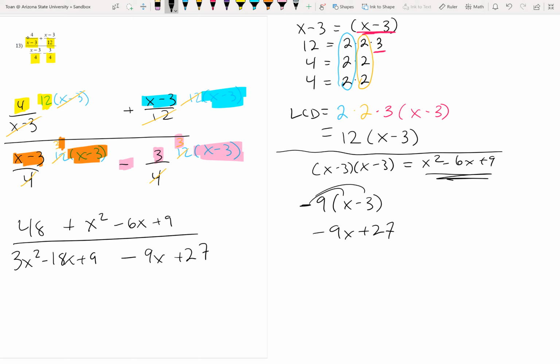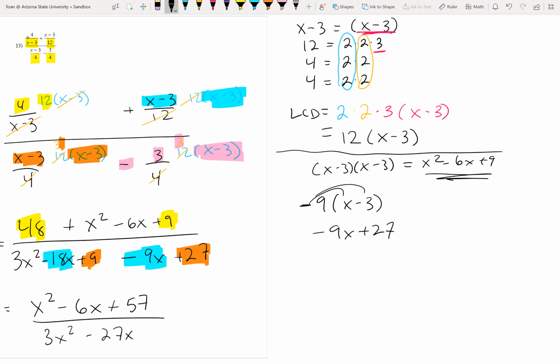All that's left to do is combine like terms and simplify if possible. So in the numerator, I just have 48 and 9 as like terms. In the denominator, we have negative 18x with the negative 9x and the positive 9 with the positive 27. So in the numerator, this equals x squared minus 6x plus 57. And then in the denominator, we have 3x squared minus 27x plus 36.